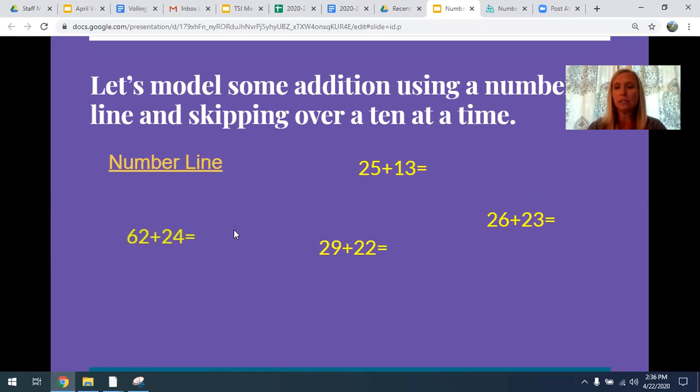Okay. Here's another one. 62 plus 24. I want you to write this down and try to do it this way. I'm going to leave this up here for just a second for you to get an idea of what I did. My 4 there erased. I apologize. But try your best to get that.